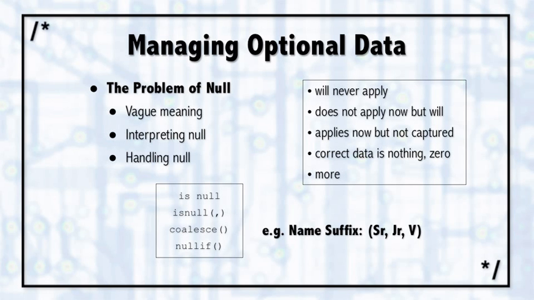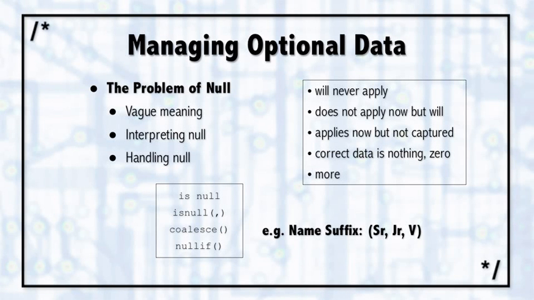Null specifically means unknown, but to give it the definition of unknown just begs the question of why is it unknown? It could be several different reasons. That it does not apply to this particular row, that it doesn't apply now but it will later, for example like a ship date. You may not know the ship date before it's actually shipped. It applies now but it's not yet captured. For example, a new employee who is hired who should have a Social Security number but has not yet been entered. Another time when people use null is when it's correct that there is nothing there. For example, in the name suffix. It does not apply now, it never will. Some people incorrectly use null when they really mean zero.